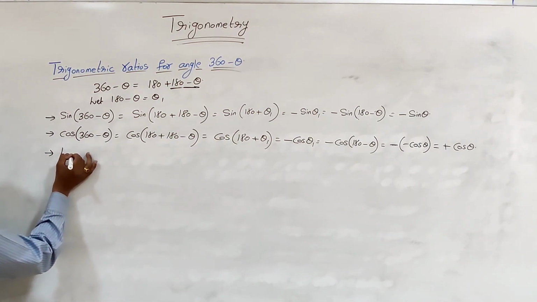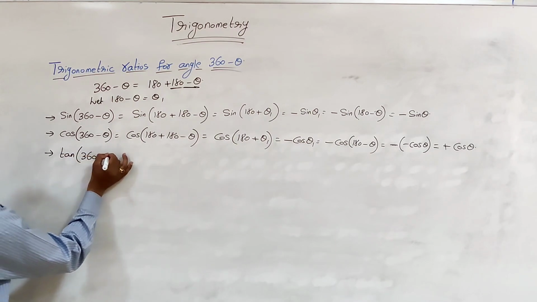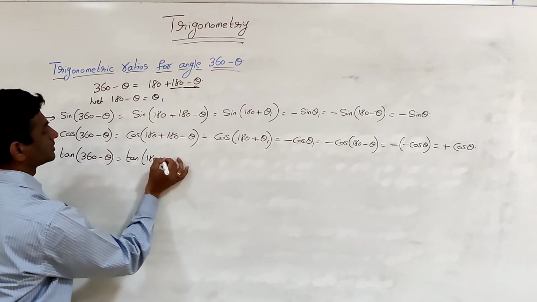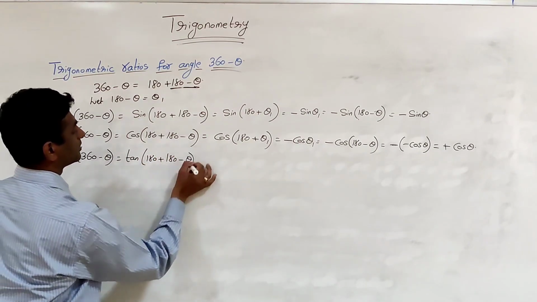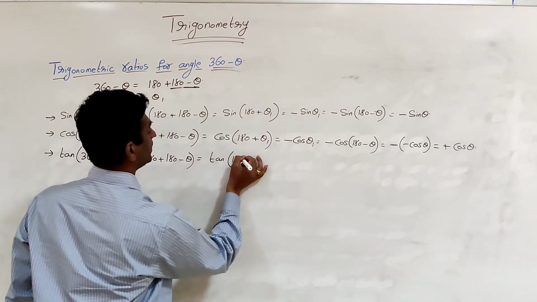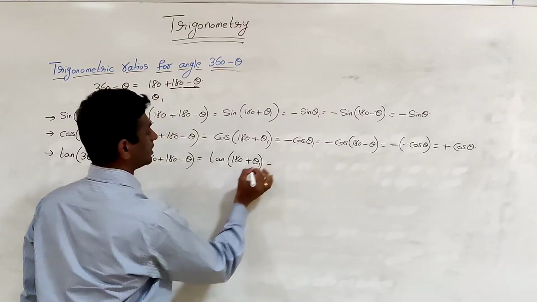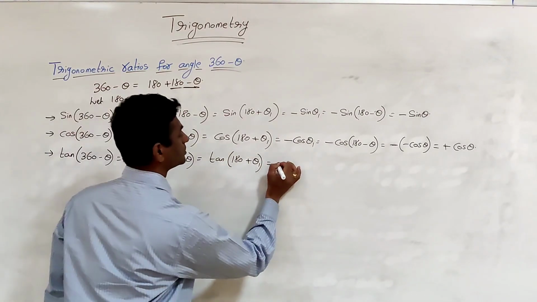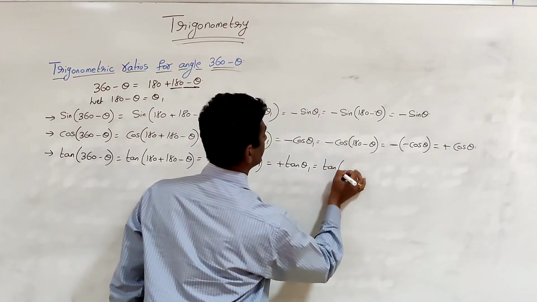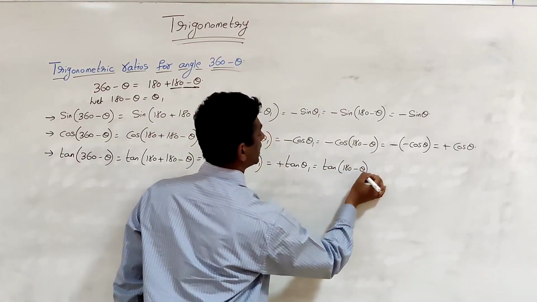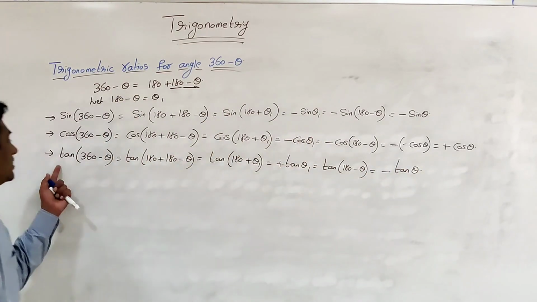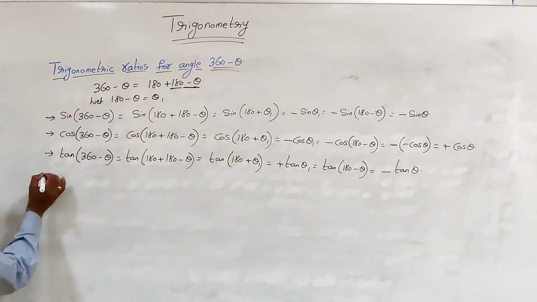Next, tan of 360 minus theta. So tan of 180 plus (180 minus theta), which is tan of 180 plus theta 1. Tan of 180 plus theta 1 is positive, so plus tan theta 1, which is tan of 180 minus theta. Tan of 180 minus theta is minus tan theta. So tan of 360 minus theta is minus tan theta.